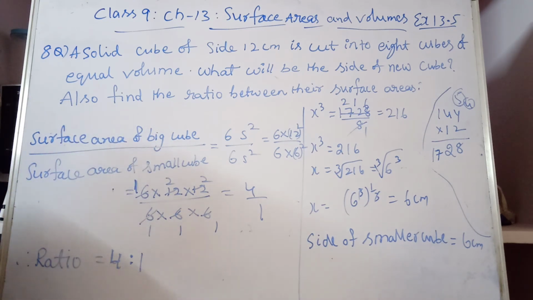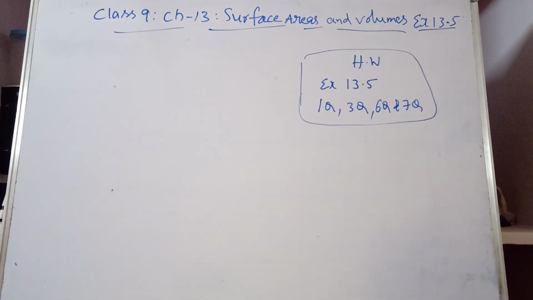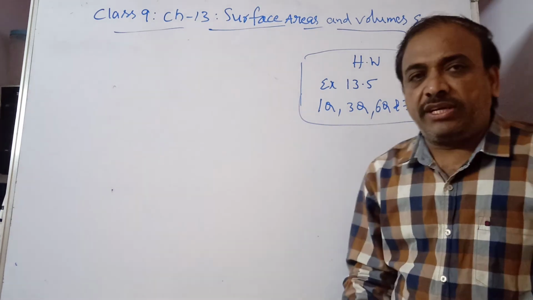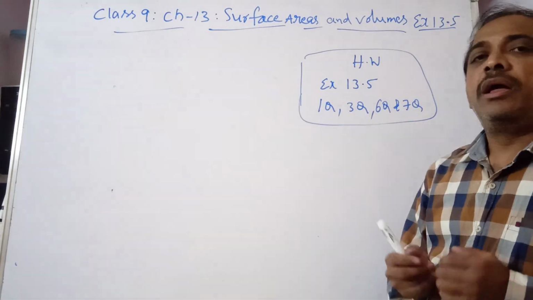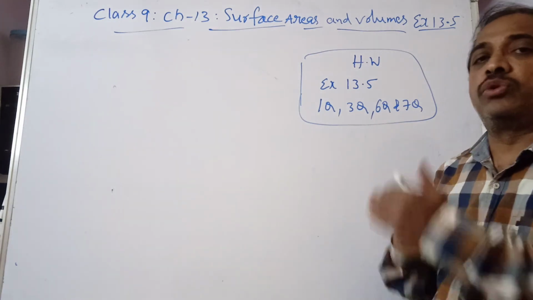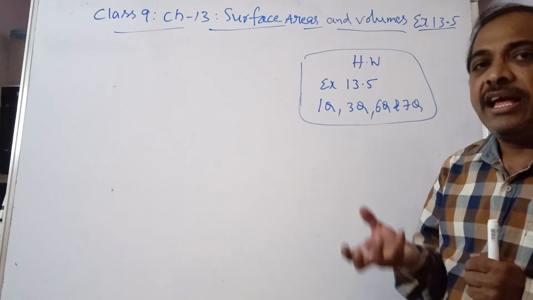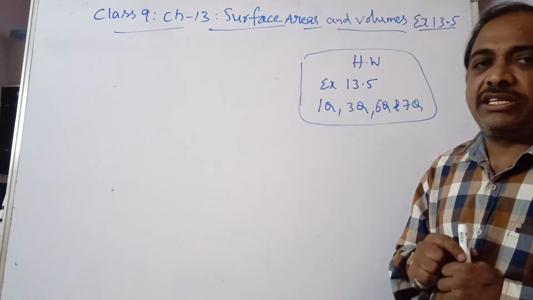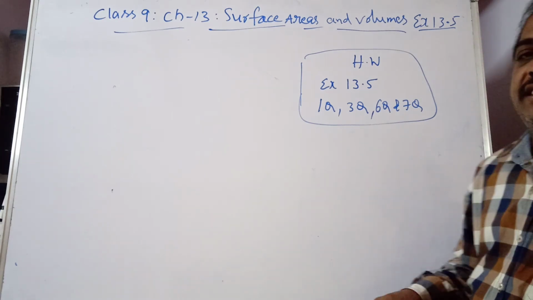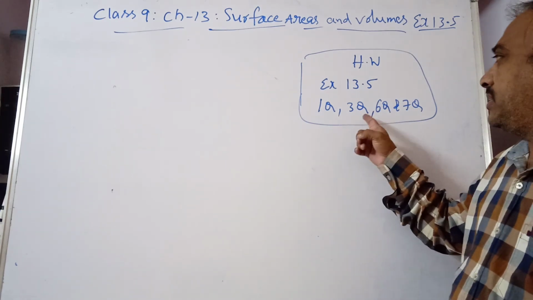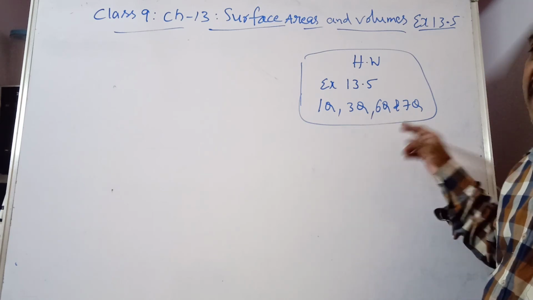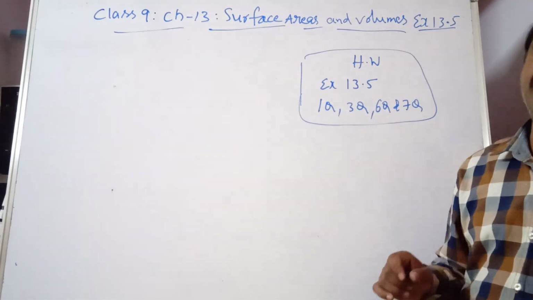Is it clear? I hope you understood what we have discussed till now. How to find out volume, and if the bigger cube is converted into smaller cubes, how to get the side of the cube, and what is the capacity. If the volume is given, how to convert it into capacity, that is liters. We discussed this till now. And here we have some homework questions. Exercise 13.5, question numbers 1, 3, 6 and 7. Finish these questions in your book.